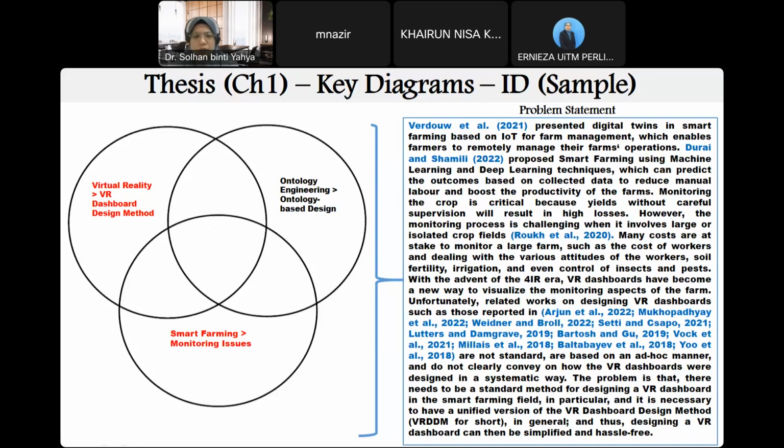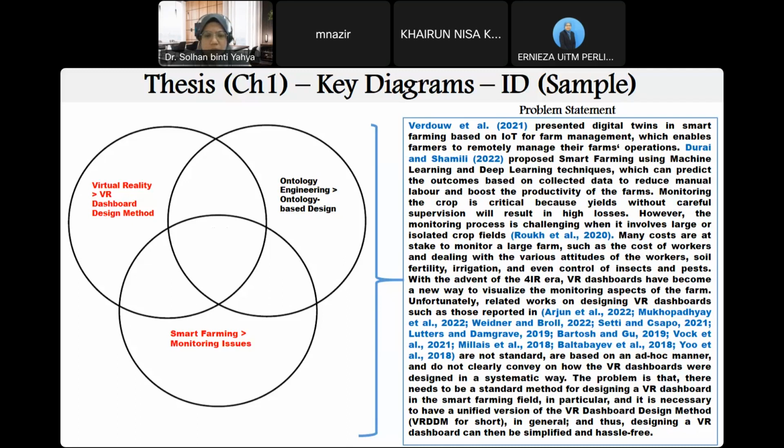Kalau saya dengan student saya akan tanya, okay, dalam problem statement you ada apa? Ada naratif tentang application domain. Kedua, ada naratif tentang key paper. So yang saya biru bawah ni tadi, okay, this is a key paper. Key paper tentang apa? Key paper tentang VR dashboard design method. Directly talking about VR dashboard design method. Sebab tu tak banyak. Alright, selalunya key paper ni dia tak banyak.